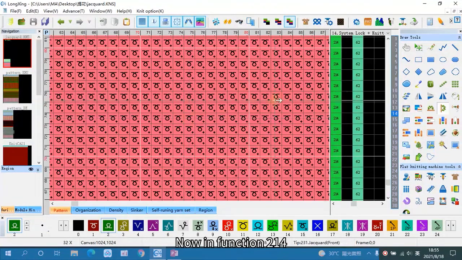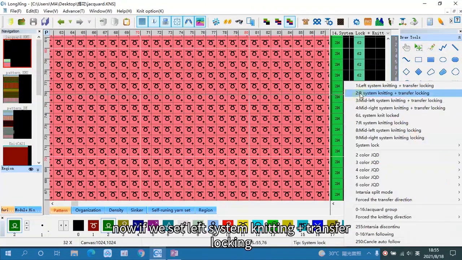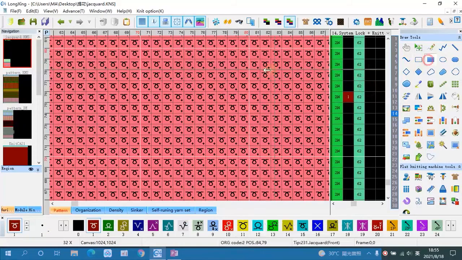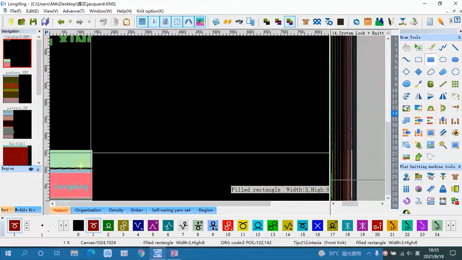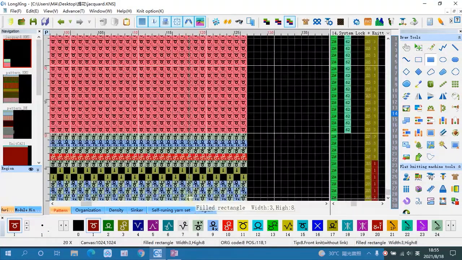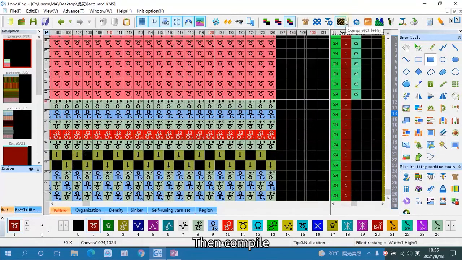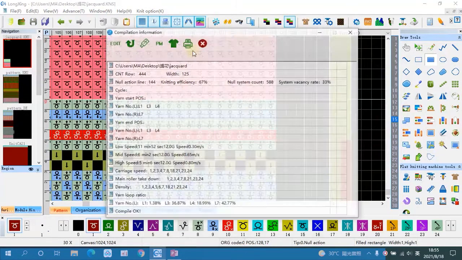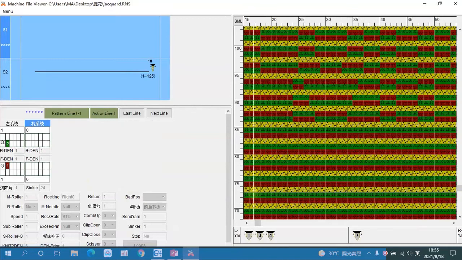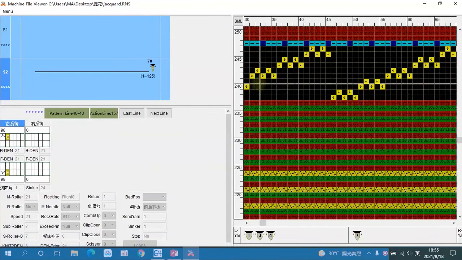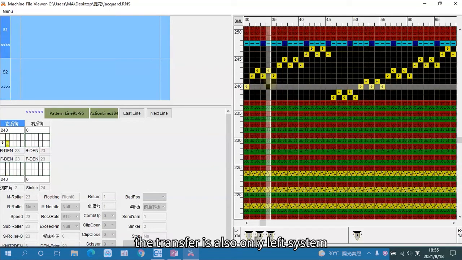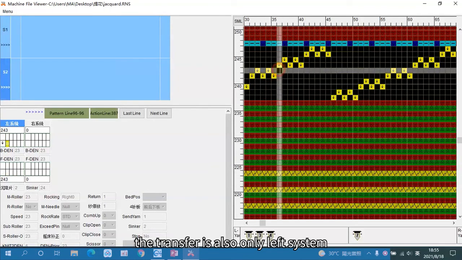Now in function 214, right click. Now if we set left system knitting and transfer locking, then we fill the O pattern. Then compile. Now you can see the knitting is only left system. The transfer is also only left system.